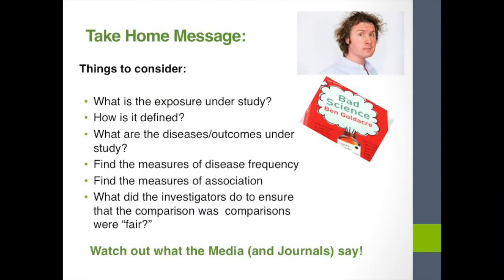In this lecture, we have reviewed the main measures of disease frequency and association in epidemiology. Following what Ben Goldacre says in his book Bad Science, it's important to watch out what the media says about studies and what studies published in journals say. Now you have more tools to identify how they define exposures, diseases, and what measures of frequency and association they use to report the results. In the next few lectures, you will learn how to appraise this body of literature.